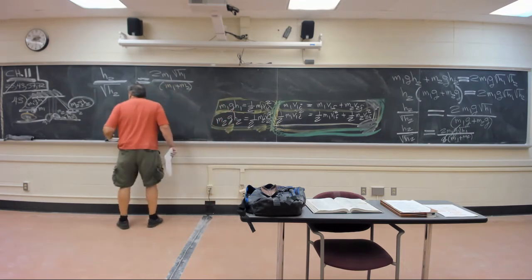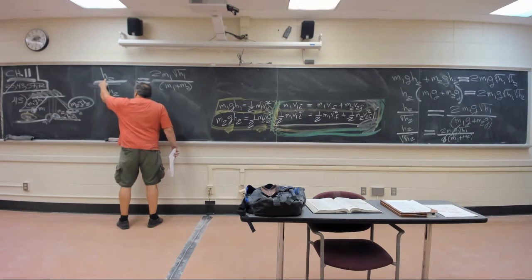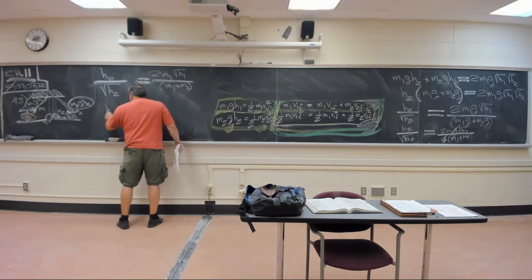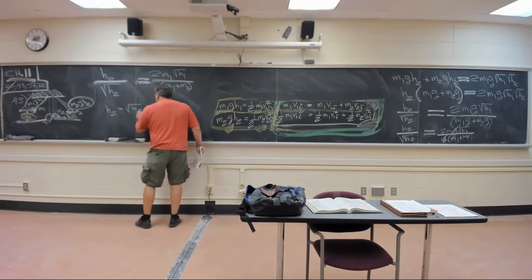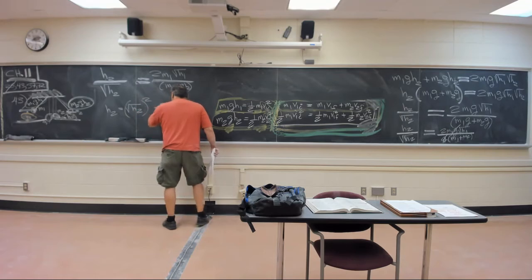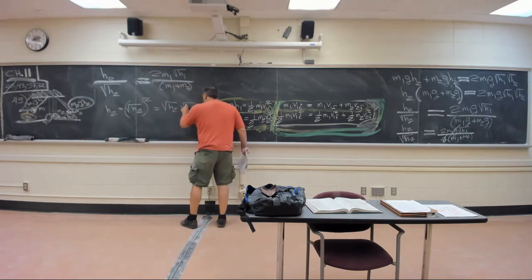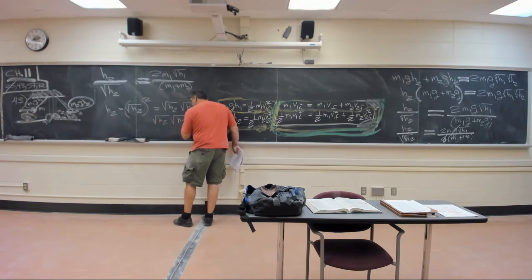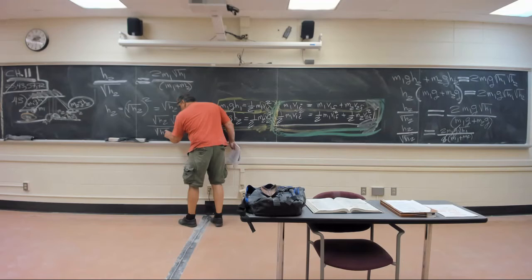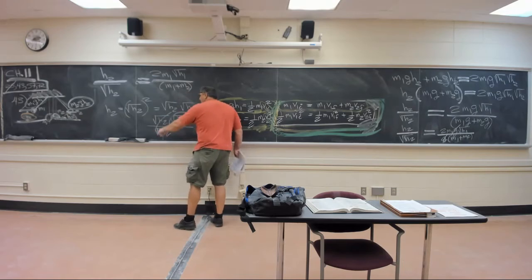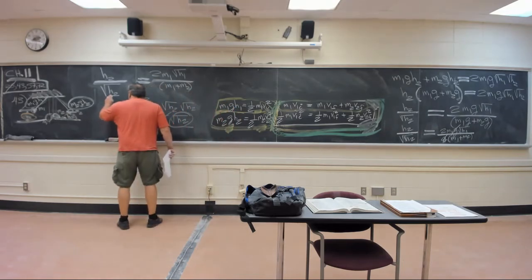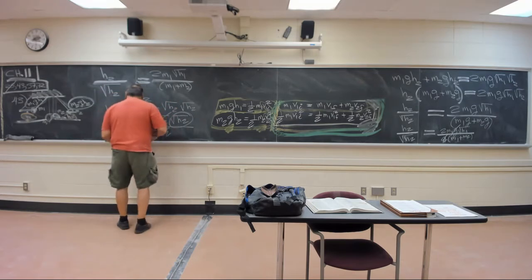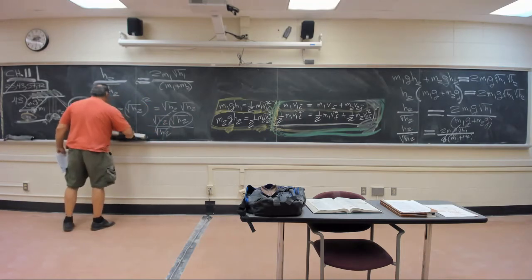Wait a minute. Isn't H2 the same as the square root of H2 squared, which is the square root of H2 times the square root of H2? Well, what's the square root of H2 times the square root of H2 divided by the square root of H2? Put it another way: how many times does the square root of H2 go into H2? It goes in the square root of H2 times.